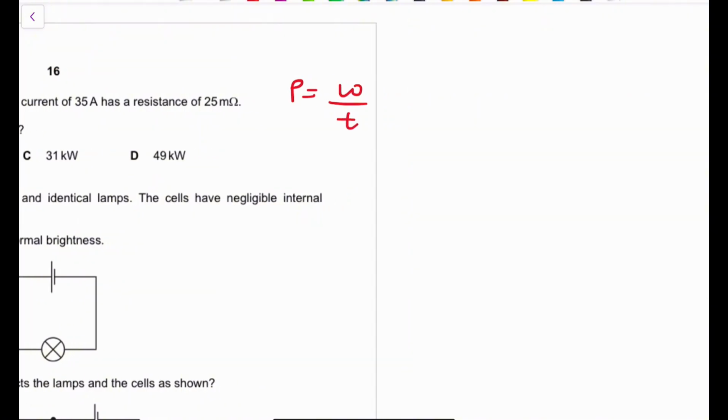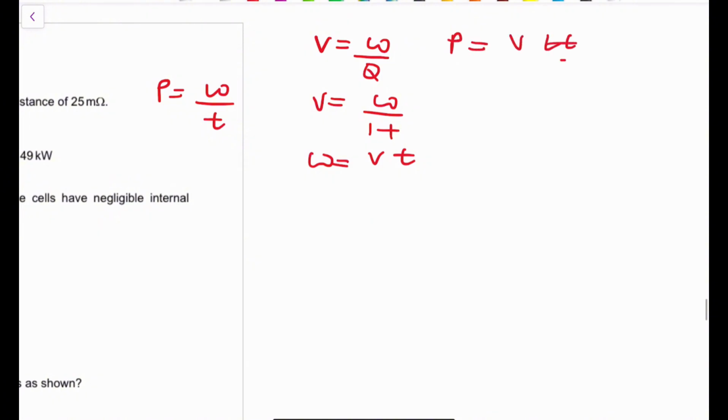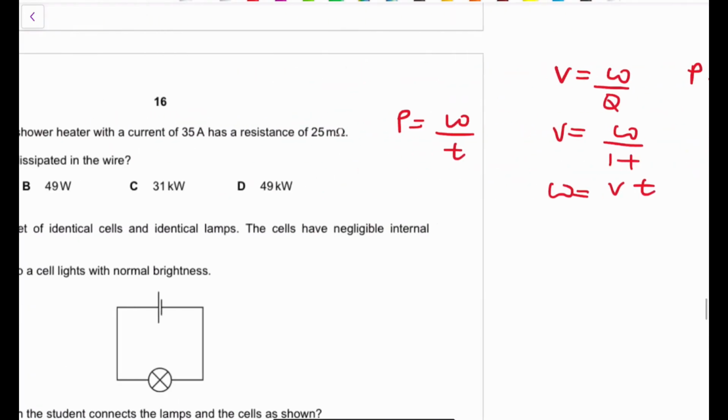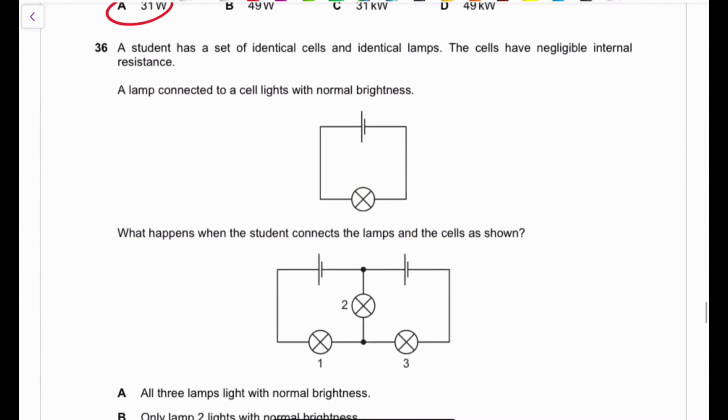But we know from our previous equations that the voltage is the work done per unit charge. But charge is going to be I times T. So work done is going to be VIT. So your power is going to be VIT divided by T. So P is going to be VI. But P is also equivalent to I squared R. Why? Because V is going to be equivalent to IR. So P, your power here, is going to be literally 35 squared times 25 times 10 to the power of negative 3. That's going to give you a power of 31 watts, which is going to be A. Very important. Move on to question 36.